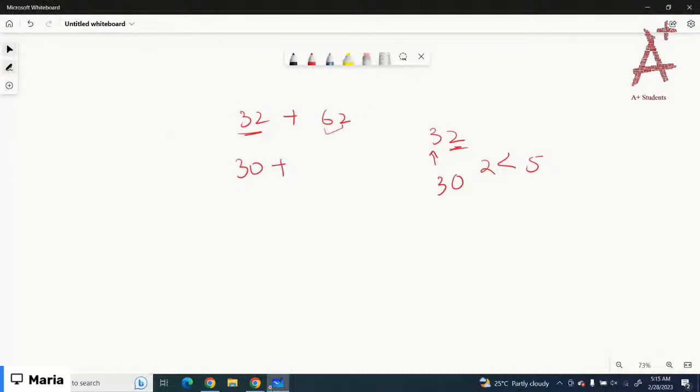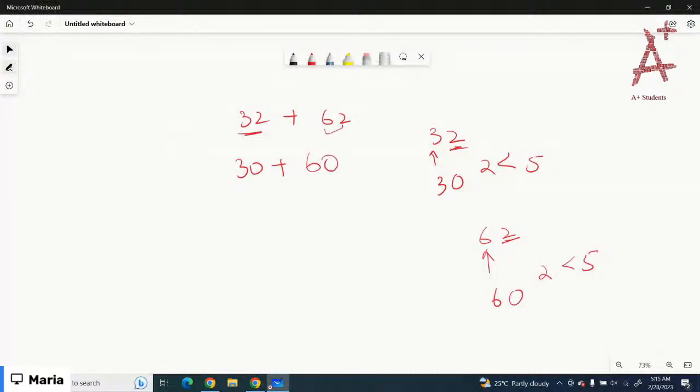Okay, the next one is 62. You have to round off 62. Got it? So the digit that is at the tens position is 6. And the one that is right next to 6 is 2. 2 is less than 5. That means you have to round on the same 10. So it would be 6 and 0. So it would be then rounded off to 60.